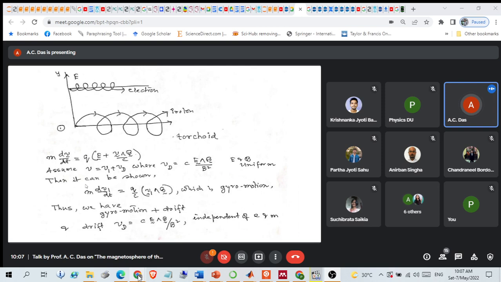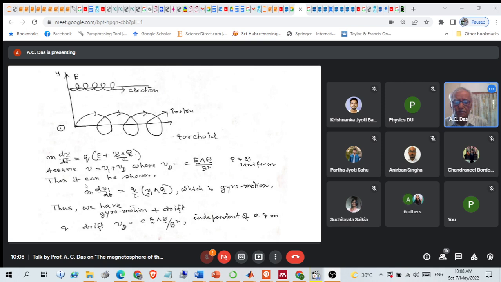Now it can also be obtained mathematically. If you write down m dv/dt = q(E + v cross B/c), then one starts with trial and error. One assumes that v is equal to v1 plus vd, where vd is assumed to be c E cross B/B squared. It is because of some intuition, E cross B/B squared, and put that in that equation back.